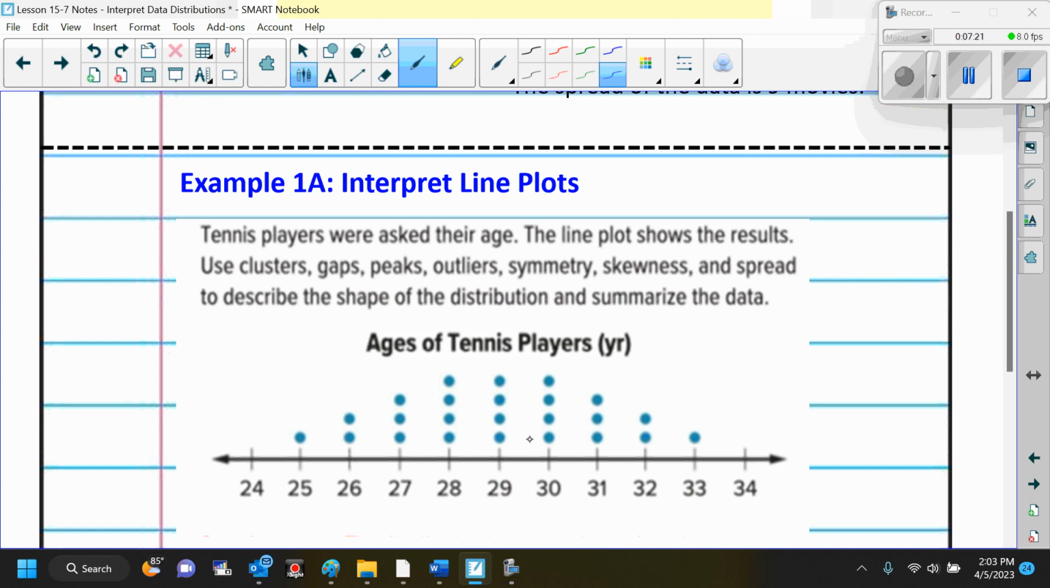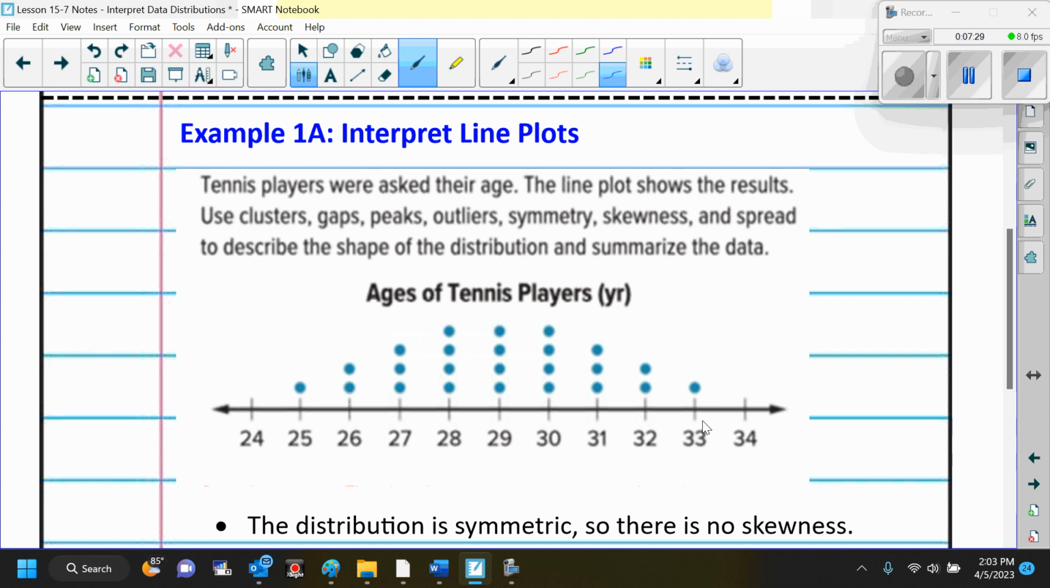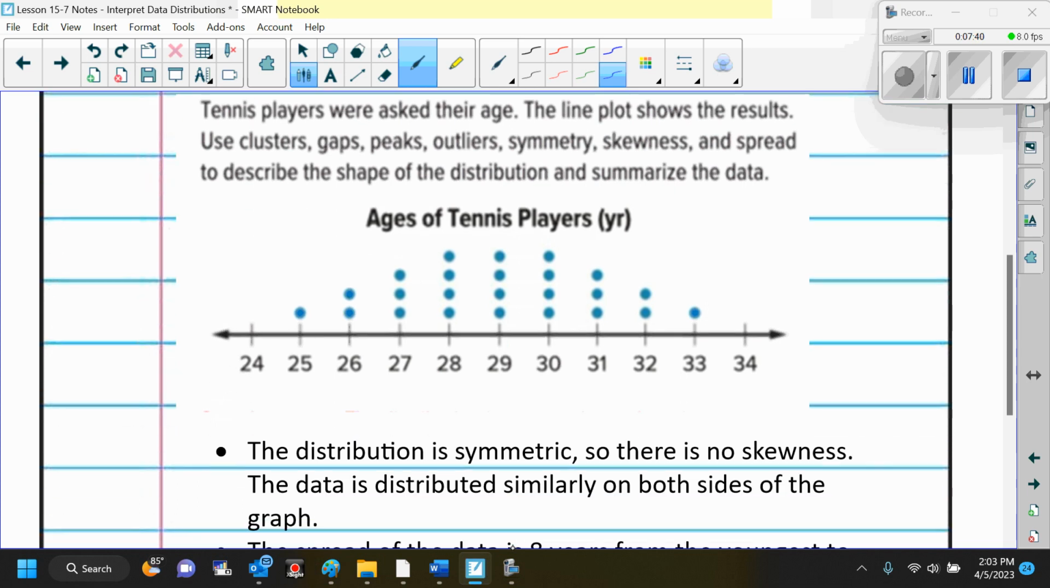So this has symmetry. Because it has symmetry, there is no skewness, okay? The distribution is symmetric. The data is distributed similarly on both sides of the graph, okay? The spread of the data is 8 years.